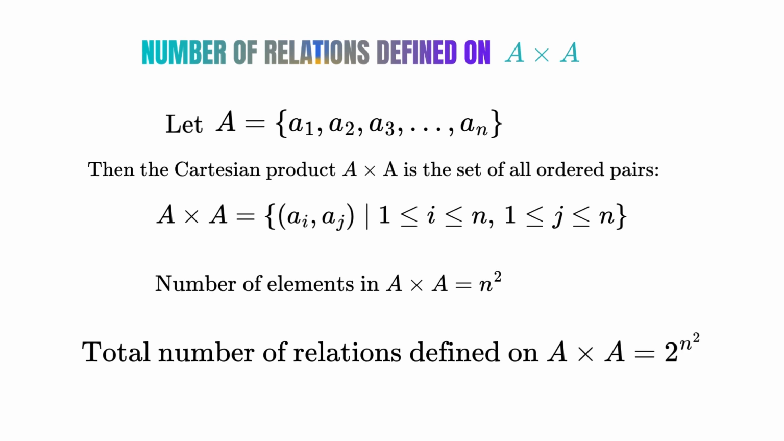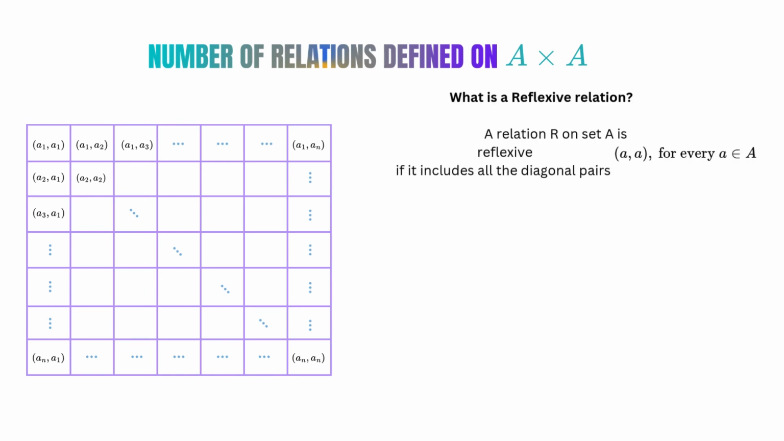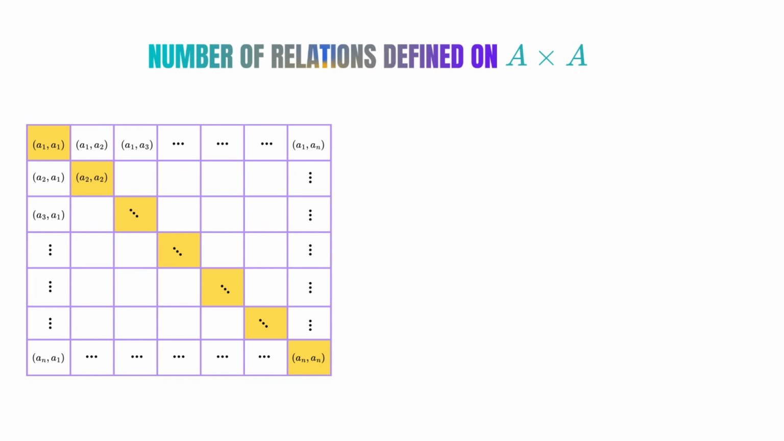Let's understand reflexive relations on a set with a clear visual approach. Suppose set A has n elements. Then the Cartesian product A cross A has n square ordered pairs. Now, let's organize all these pairs in a matrix form. Every cell (i, j) in the matrix represents the pair (ai, aj). Now, what is a reflexive relation? A relation R on set A is reflexive if it includes all the diagonal pairs (a, a) for every a in set A. So we must include all n diagonal elements in any reflexive relation. These are fixed. They have to be in the relation.